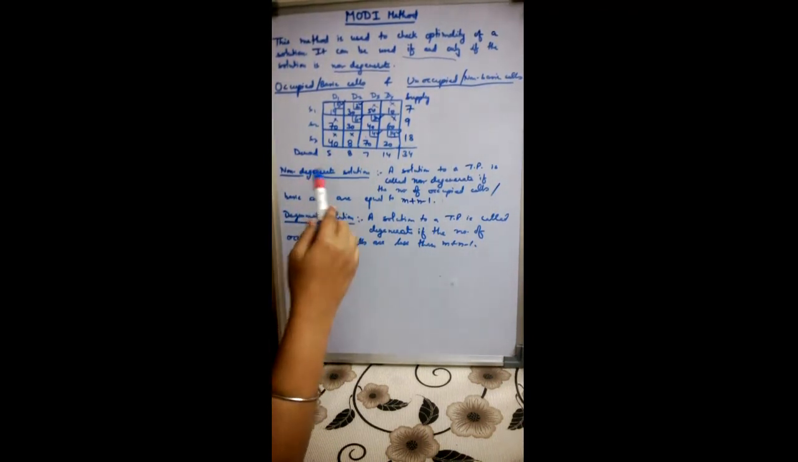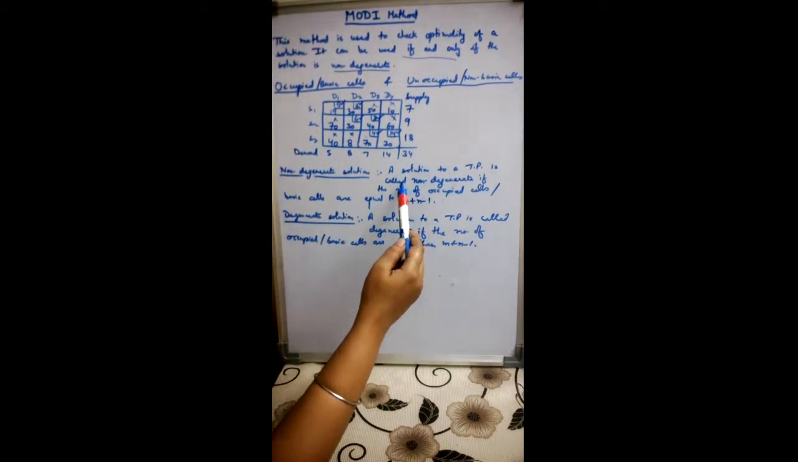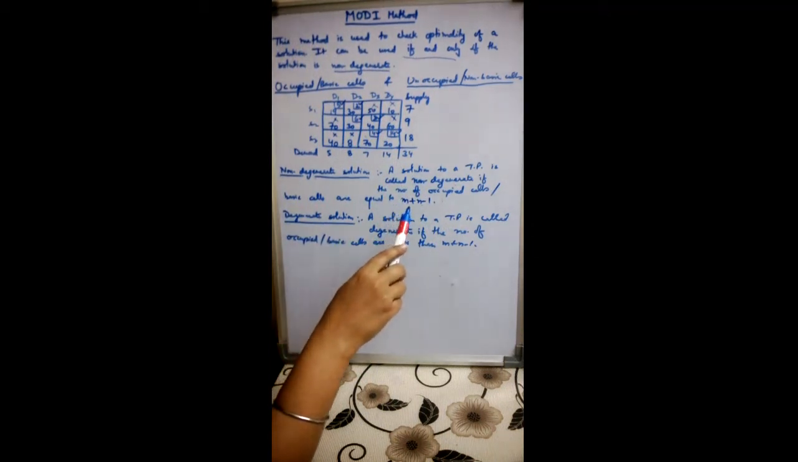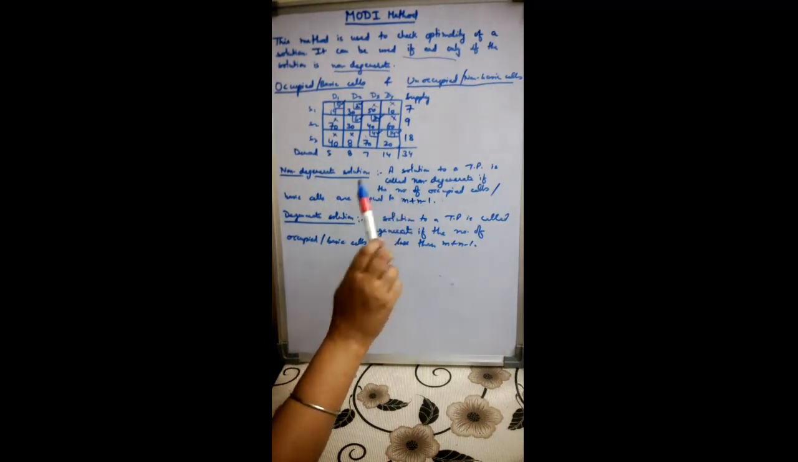Now coming to the definition of a non-degenerate solution and a degenerate solution. A solution to a transportation problem is called non-degenerate if the number of occupied cells, or basic cells, is equal to m plus n minus 1. Now what is m and what is n here? M represents the number of rows in any given transportation problem and n represents the number of columns.